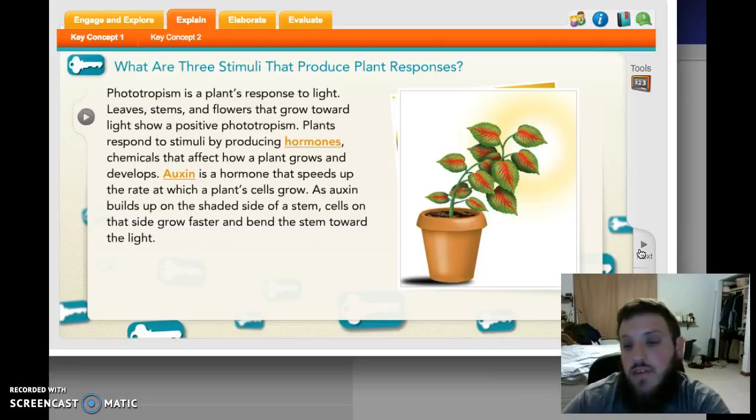Plants respond to these stimuli by producing hormones, chemicals that affect how a plant grows and develops. We've talked about hormones before. You have hormones too. Plant hormones are different than yours though. Auxin is a particular hormone that speeds up the rate at which a plant's cells grow. As auxin builds up inside the shaded side of a stem, that side will start to grow faster and tip the plant towards the sun. So auxin is what causes plants to grow towards the sun.